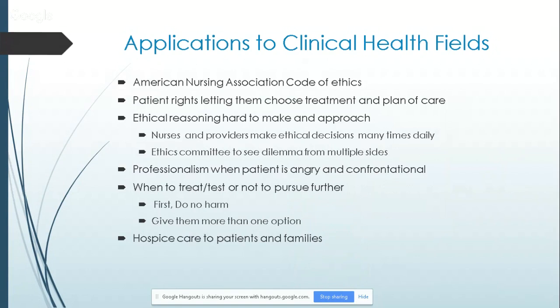So first, do no harm. Give them more than one option. Don't just say this is the only thing that we can do. Let them know there are other options out there, and not doing anything is always an option as well. Hospice care, end of life care, giving the family the way to die and the respect that they want to die and be treated.